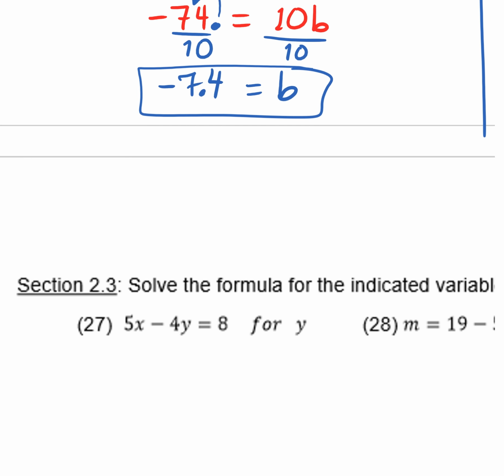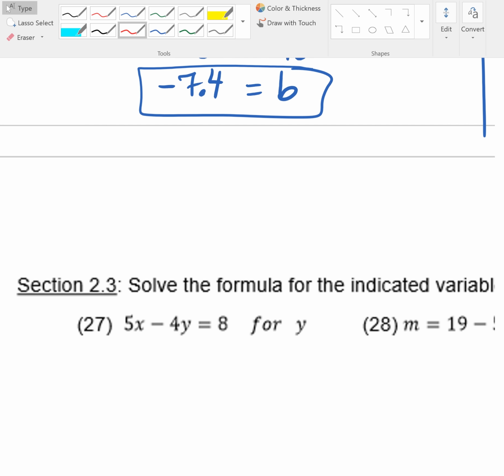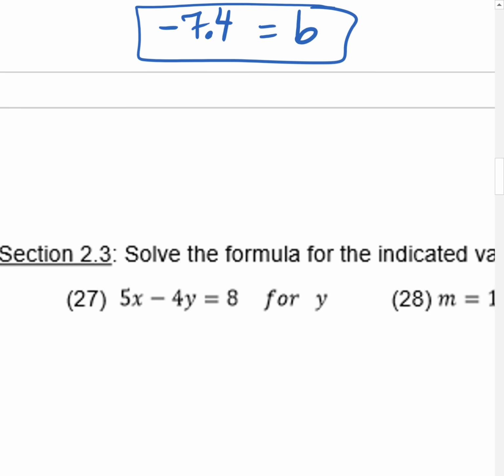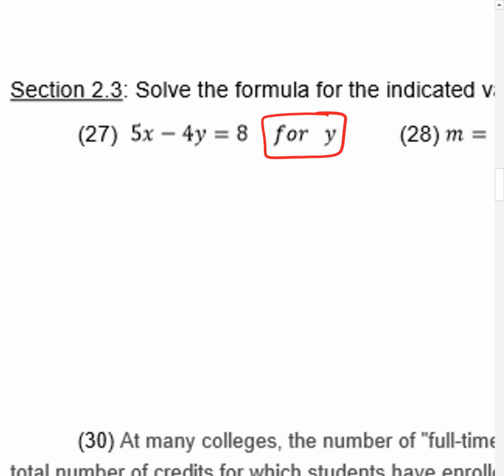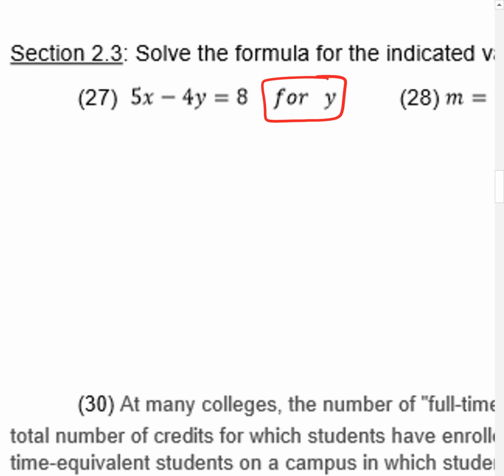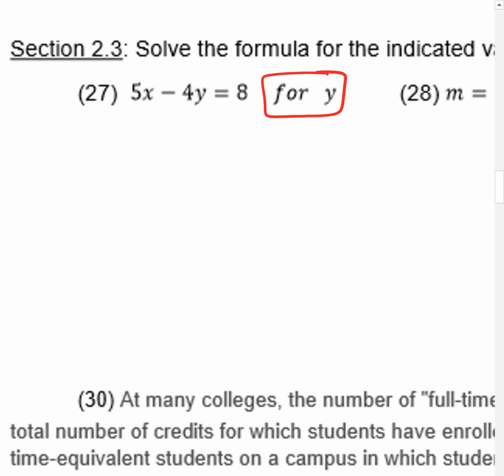Okay, now let's look at these formulas from section 2.3. So I have a few formulas. It's kind of the same idea, but instead of solving for the variable, you're solving for a certain variable, and there are going to be other variables kind of hanging out. So for number 27, we have 5x minus 4y equals 8. The first thing we're going to want to do is isolate y.